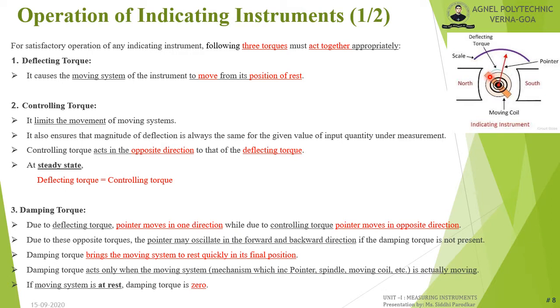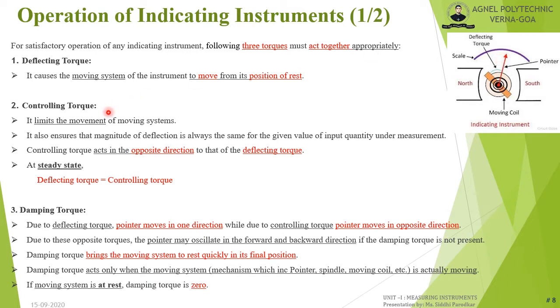For example, if I need to measure current of 5 amperes using an ammeter, first the pointer will be at rest, that is at 0 position. To measure the current of 5 amperes, the pointer has to move from 0 to 5 on the reference scale. Thus, it will require deflecting torque to move from 0 to 5 amperes. Thus, deflecting torque moves the pointer only in one direction.